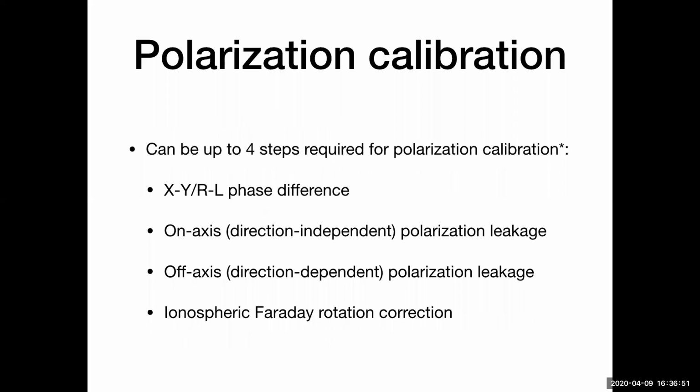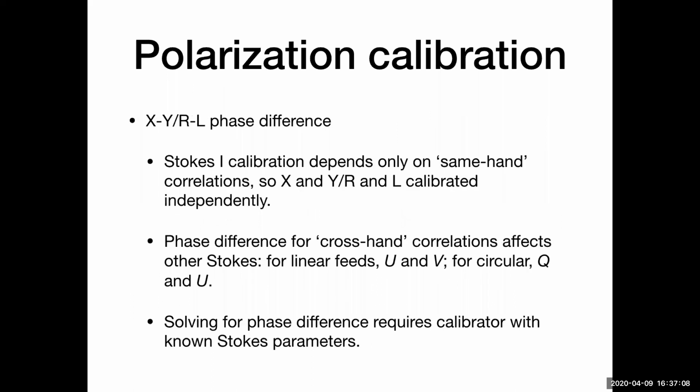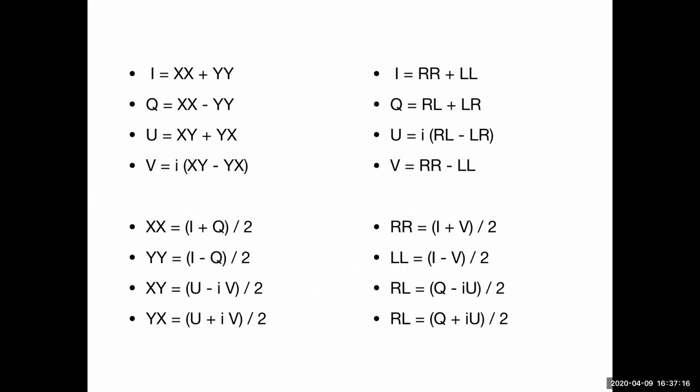And if you look at Stokes I, when you calibrate for Stokes I, you can calibrate the X's and you can calibrate the Y's, but there's no cross linkage because there are no cross correlations used in Stokes I. And so you end up with two independent sets of phase calibrations. They can be not synchronized to each other, and that affects the other Stokes parameters. So this would affect Stokes U and V in the case of linear feeds, and on circular feeds, it affects Stokes Q and U because they have to do with these crosshand correlations.